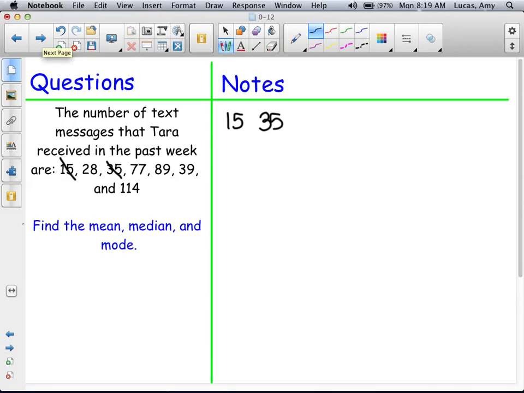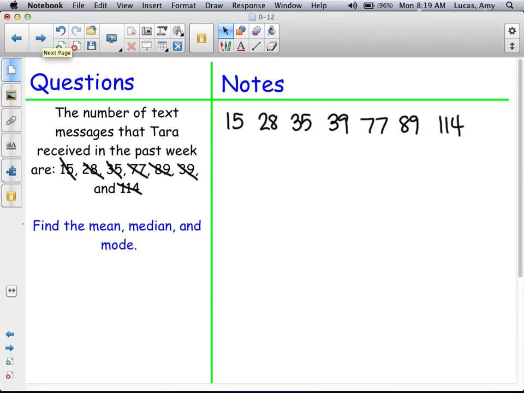35, 39, oh, I missed one already. 28 needs to go in there. So 15, 28, 35, 39, 77, 89, and 114. So I've counted, I have 7 values. It's always good to count and make sure that you've got all of them.